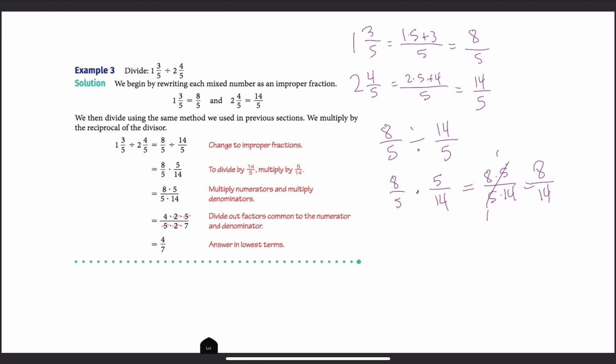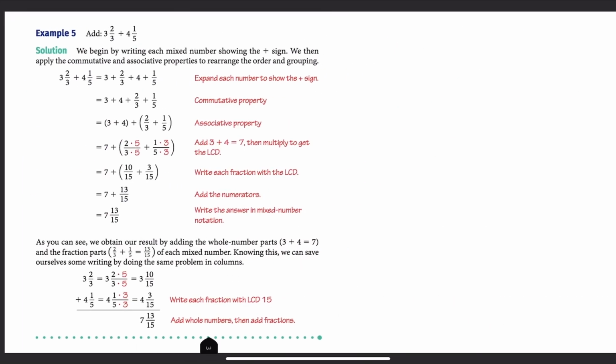So now we can divide top and bottom by, well, they're both even, so let's start with 2 and see how that goes. 8 divided by 2 is 4, and 14 divided by 2 is 7. So 4/7. And 4/7 is going to be in lowest terms, because there are no factors that are common to both 4 and 7 other than 1. And that won't make it any smaller. So we're all done there. So that's multiplying and dividing.